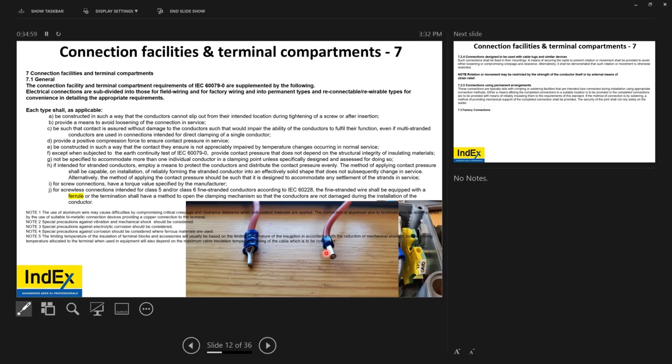For screw connections, a torque value given by the manufacturer. Unfortunately, 99.9% of people do not use torque screwdrivers. But look what it says down here. Special precautions against vibration, mechanical shock to be considered. Against electrolytic corrosion, special precautions against corrosion should be considered where ferrous materials are used. And limiting temperature of the insulation of terminal blocks. And there's a lot of things to consider.